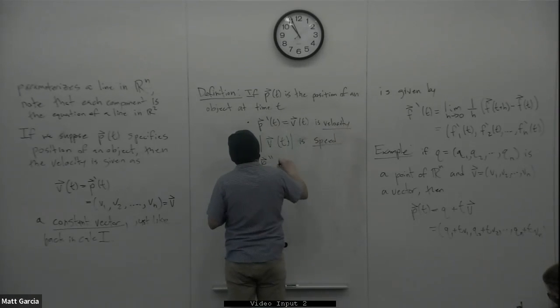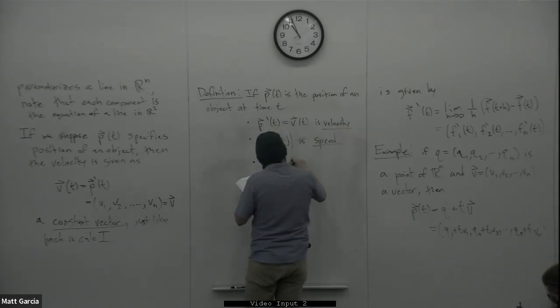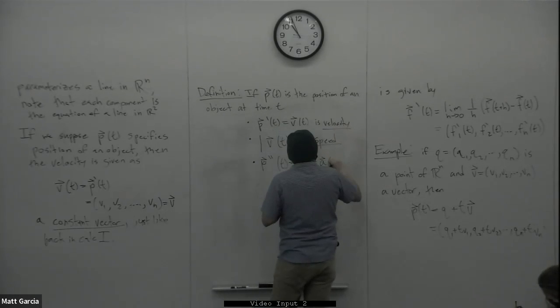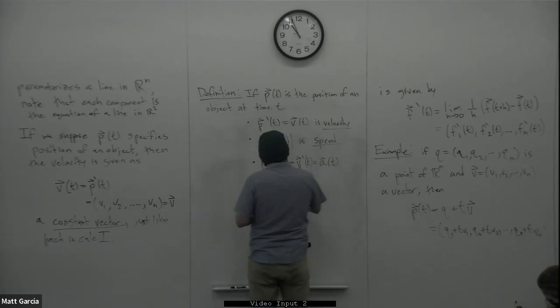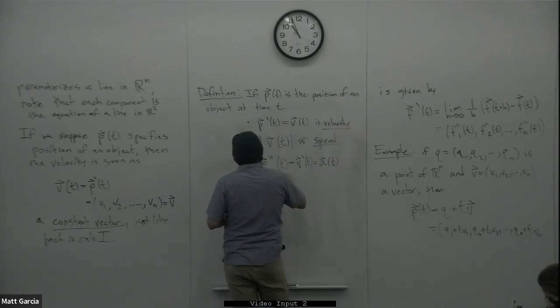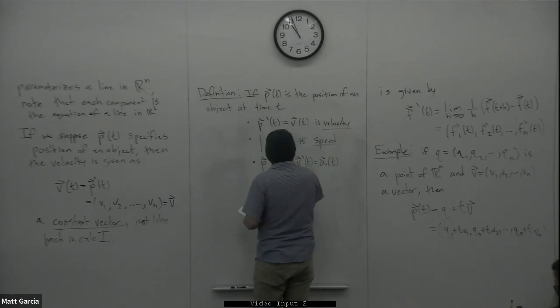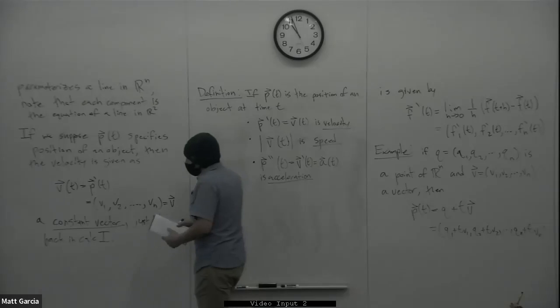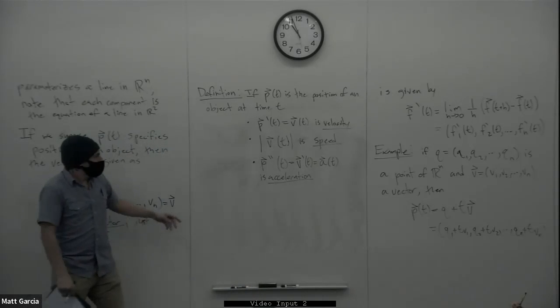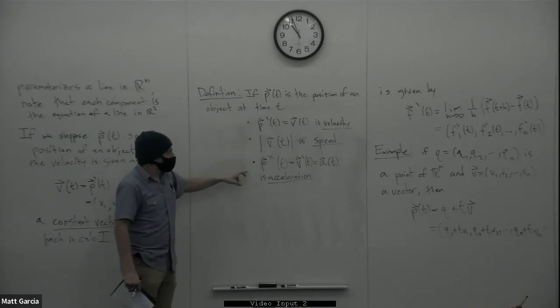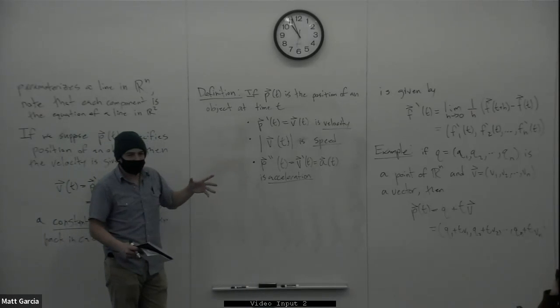We had r double prime of t, the derivative of the velocity vector, which is acceleration. Okay, that's points 1, 2, and 3, probably somewhat familiar.